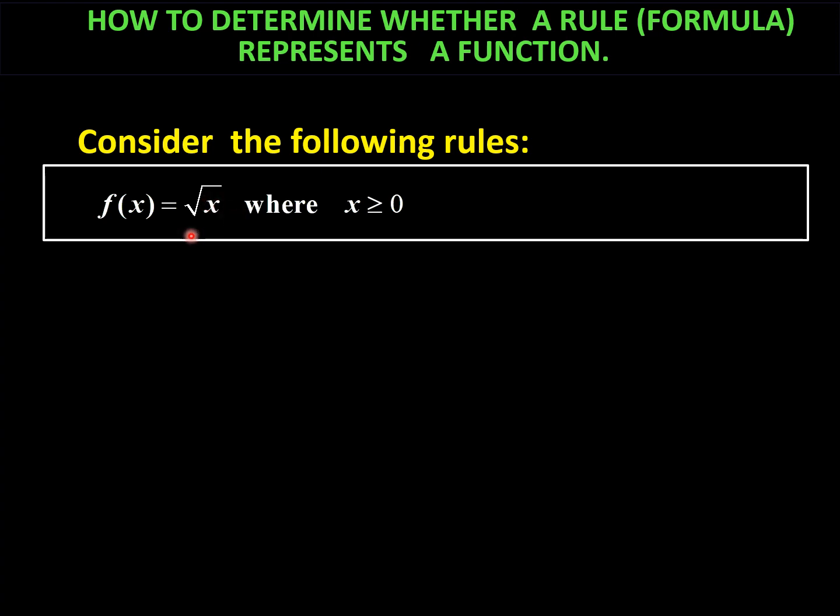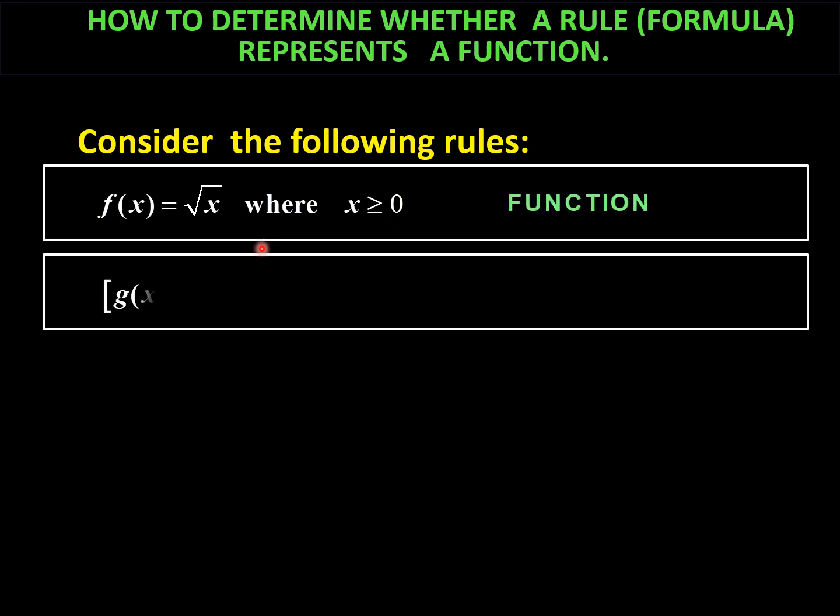Let's put in a 16. Square root of 16 is 4. Let's put in even a 5. Go to your calculator. Square root of 5 is 2.236. It's always one output, right? Therefore, that would represent a function. Let's look at the next one.